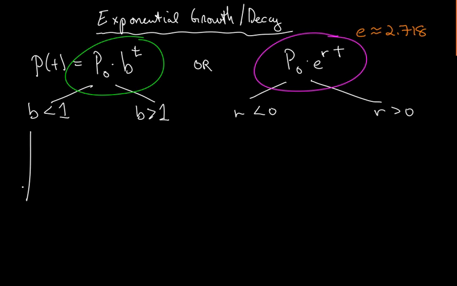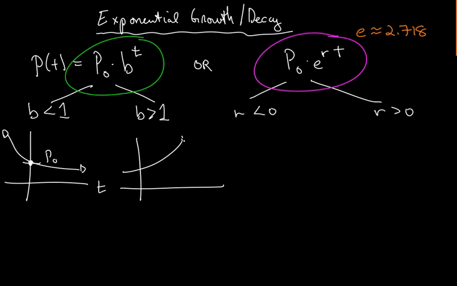When it's less than 1, the function looks like this, never touching the t-axis, and it hits the y-axis at the value p0. And when b is greater than 1, it looks like this, concave up and increasing, never touching the t-axis again, and it hits the y-axis at p0. So when b is less than 1, you have exponential decay, and when b is greater than 1, you have exponential growth.